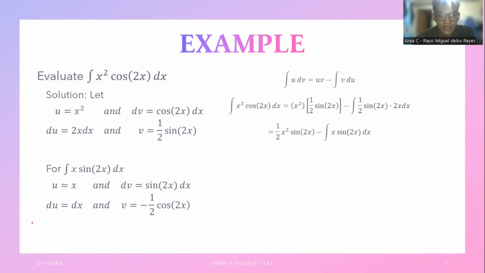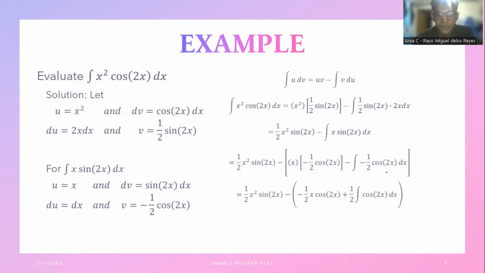magiging 1/2 x squared sine 2x minus the quantity of x times negative 1/2 cosine 2x minus the integral of negative 1/2 cosine 2x dx. And then simplify. So magiging 1/2 x squared sine 2x minus the quantity of negative 1/2 x cosine 2x plus, kasi nilabas lang natin yung negative 1/2, then negative times negative is positive. So kaya nagiging 1/2 times the integral of cosine 2x dx.